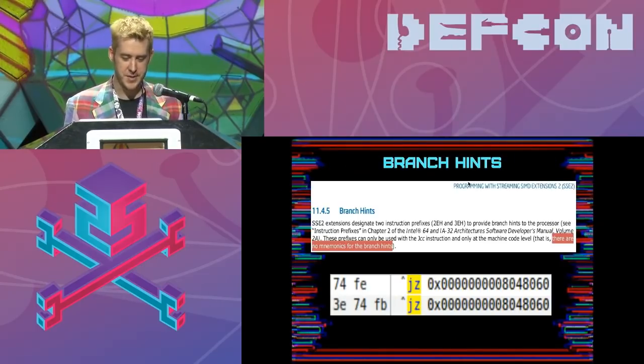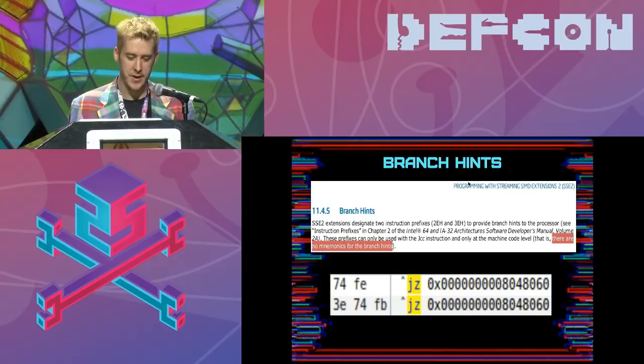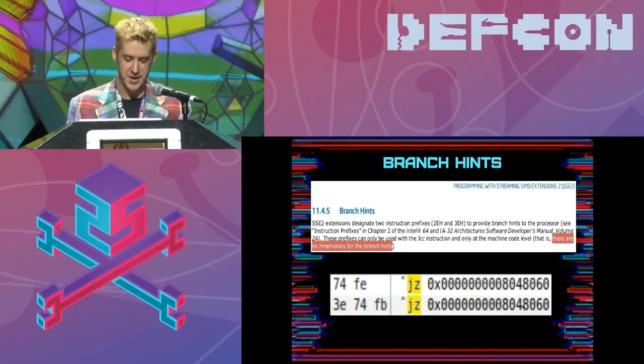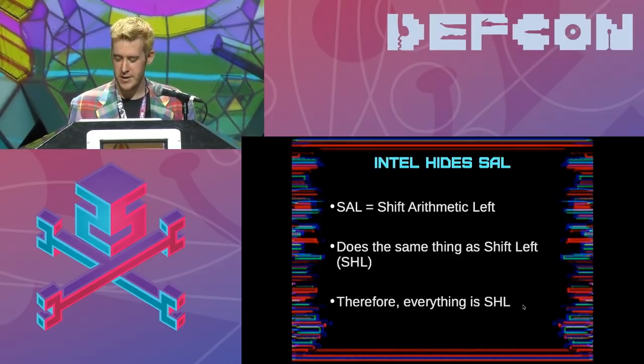There's also branch hints, where there's no reason I'd ever want to use it other than the fact that Intel says there's no mnemonics for it. So of course I want to write a branch hint, because I can't write a branch hint in assembly. A branch hint is just a prefix that you put in front of any instruction that would branch. So in this case I put the 3E in here, and it hints to the processor that there might be a branch, but I don't even know if it's used anymore. But whatever, you can.